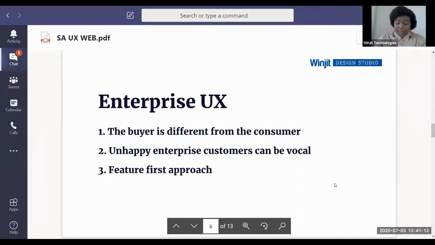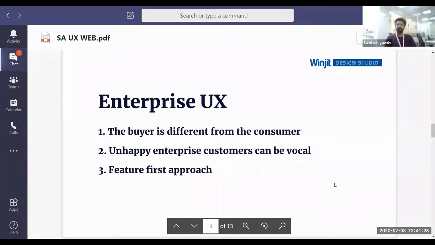Oh, interesting. I'd just like to engage Swetank again. I just want to find out, is there any significant difference between consumer versus enterprise product UX?